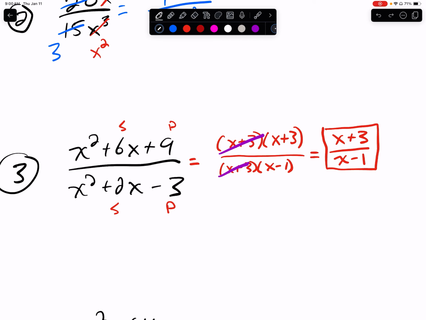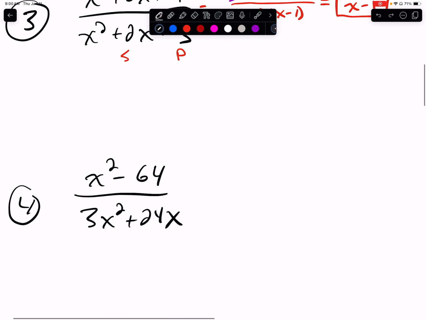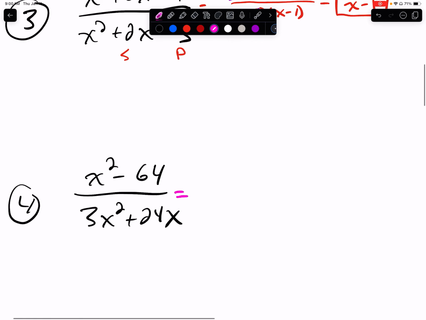So that's using our sum product techniques. And then sometimes we're going to use dots or GCF. In this case, we're looking at both. So what would this be completely simplified? Well, on the top, we have dots. Since we have a difference of two squares, what numbers multiply to 64? We get the values of 8 and negative 8. So I've got x plus 8 and then x minus 8.